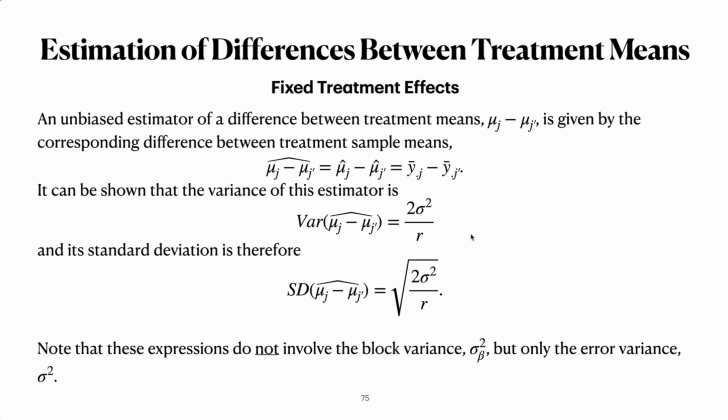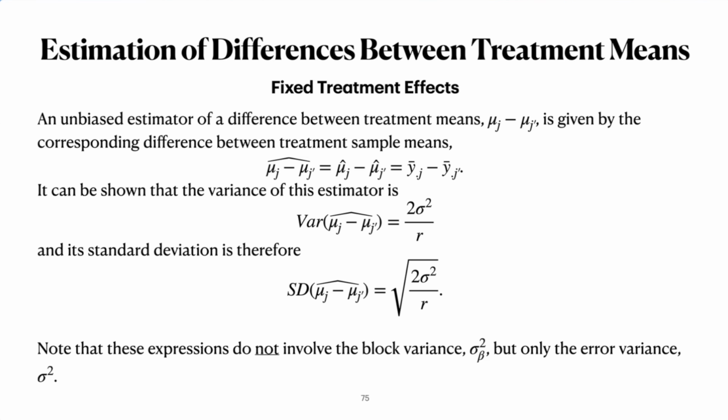Okay, now, one of the important things to point out here, to notice, is that these expressions, the variance and the standard deviation of the estimator of mu sub j minus mu sub j prime, these expressions do not involve the block variance sigma squared sub beta. They only involve the error variance sigma squared. This is the reason why we do blocking in the first place, because when we make comparisons or test hypotheses about or make inferences about the treatment means where we're comparing the treatment means as we are via this difference, okay, when we're doing it like this, the variability due to blocks gets filtered out, all right? And because it's filtered out, that is why the variance and standard deviation for this estimated difference do not involve the block variance. It only involves the error variance.